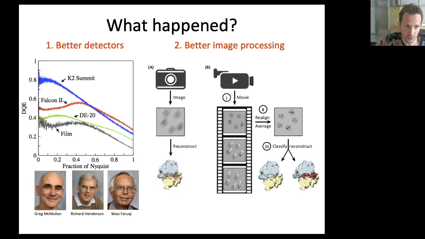The first prototypes of these Falcon detectors, the K2, etc., became available, and suddenly we could do this. Now, these were different from photographic film, in which we had a single exposure, just like your photo camera. But the problem is when electrons hit these thin samples of frozen water with proteins inside, the radiation damage not only damages the protein, it also causes the whole sample to move around.